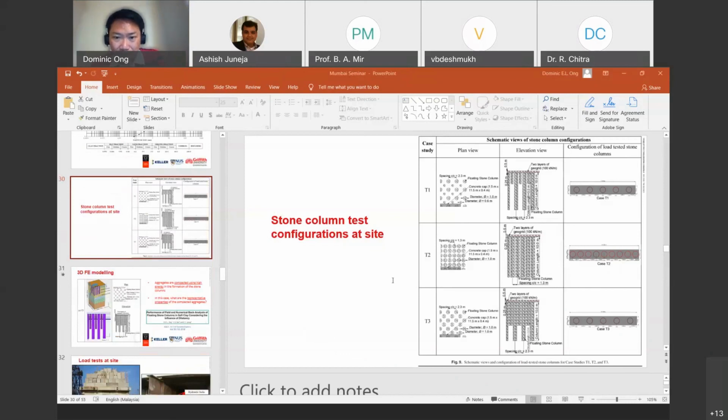Okay, the next question. In case of spherical shape grain, what is the influence of coordinate number on strength parameters? May I know what do you mean by the coordination number?